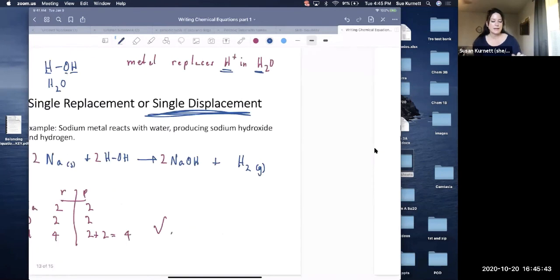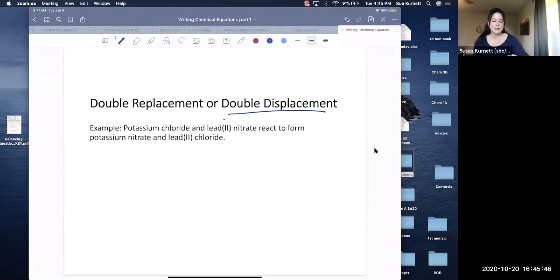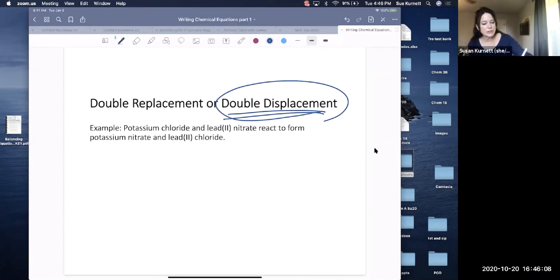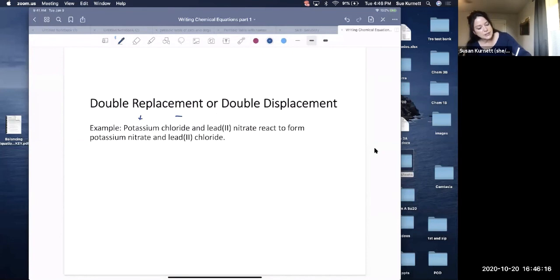Okay. The last kind is double displacement, which is also called double replacement or metathesis, but metathesis is a very old word. I'm going to call it double displacement. And here we're going to have 2 salts change ions, like this cation is going to pair with the other anion, or we're going to have an acid plus base make salt plus water. This first one is 2 salts, and so we're looking at precipitation reactions. Potassium chloride and lead 2 nitrate react to form potassium nitrate and lead 2 chloride.